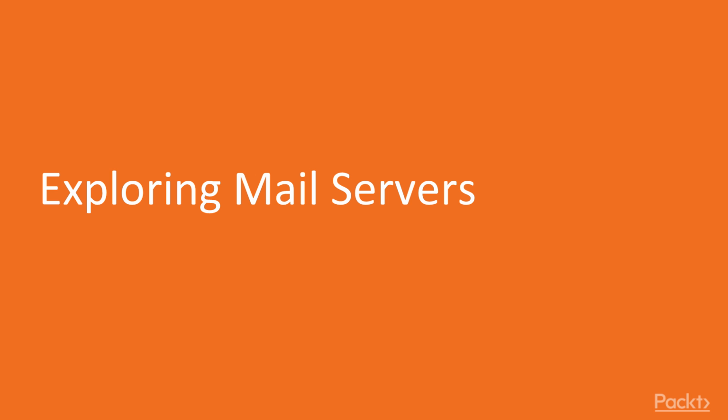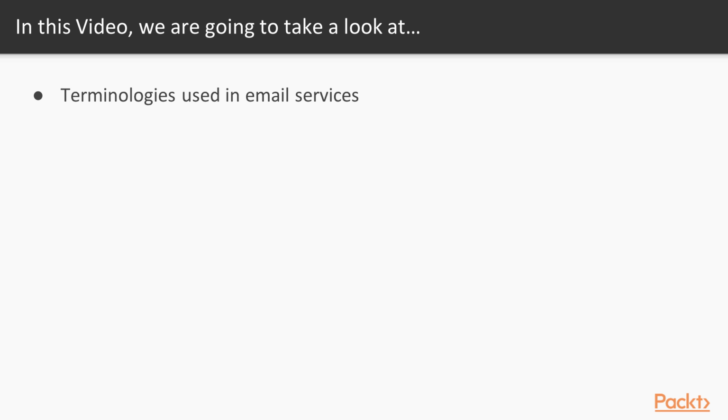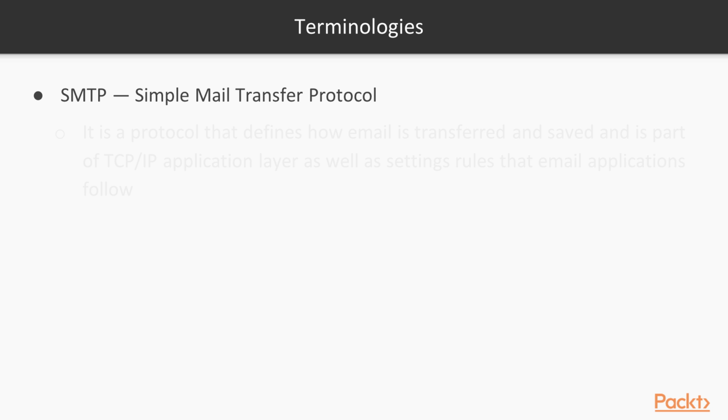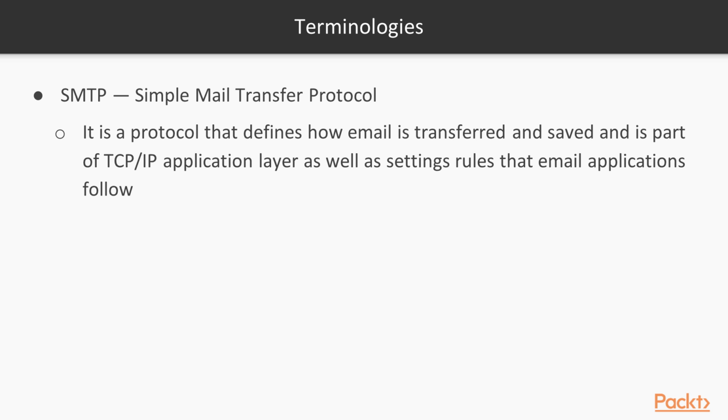So our first lesson will be exploring the mail servers. In this lesson we will be looking into some of the terminologies used in email services. So first of all, what is SMTP? SMTP is Simple Mail Transfer Protocol. It is a protocol that defines how email is transferred and saved and is a part of the TCP/IP application layer, as well as setting rules that email applications follow.